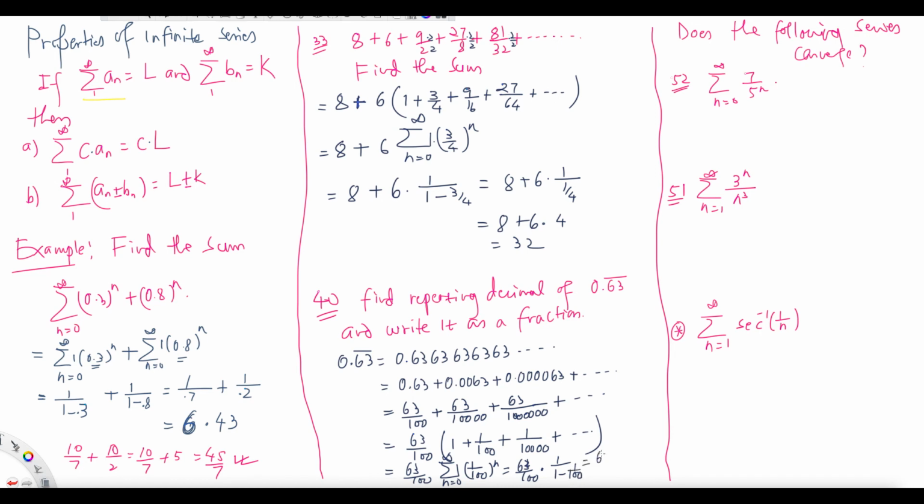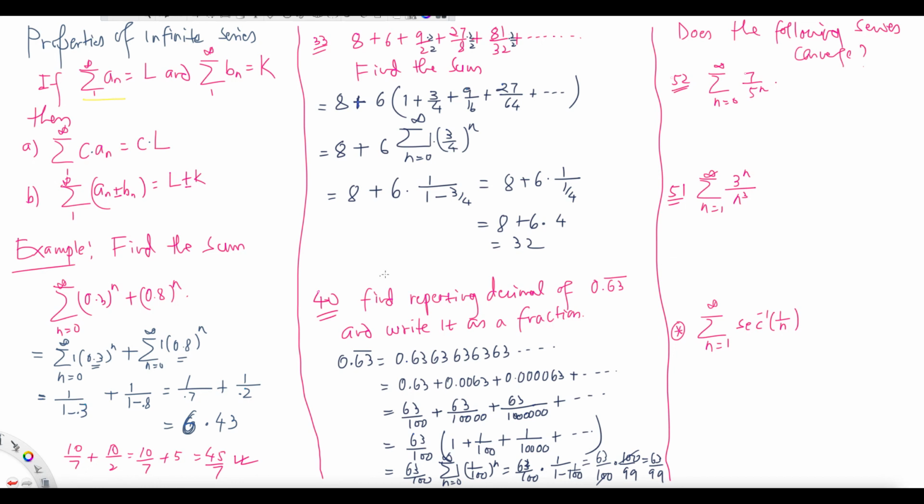So that will be 63 over 100 times 100 over 99, that's what you get. Because 1 over 1 minus 1 over 100 will be 99 over 100. So 1 over 99 over 100 is basically this fraction times the reciprocal of that. You cancel out, so 63 over 99. That's what you get. Okay.